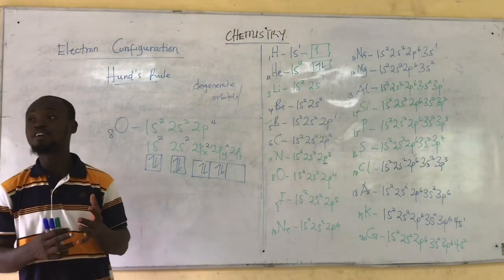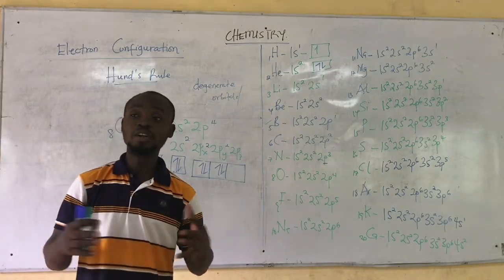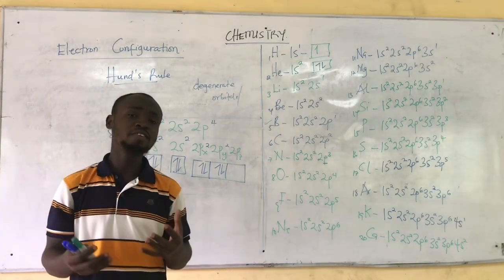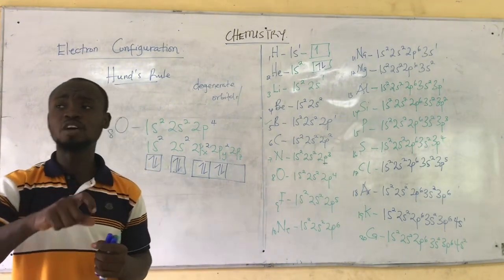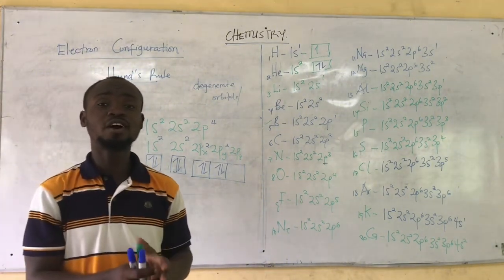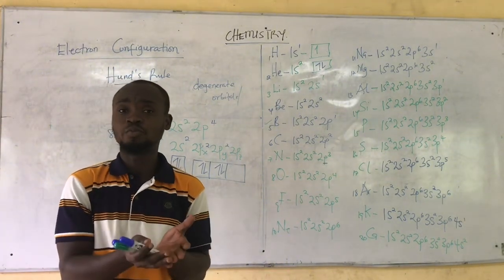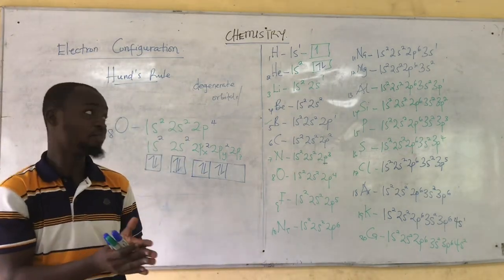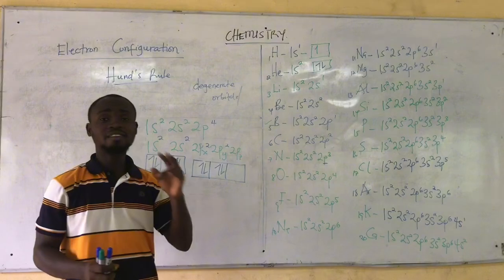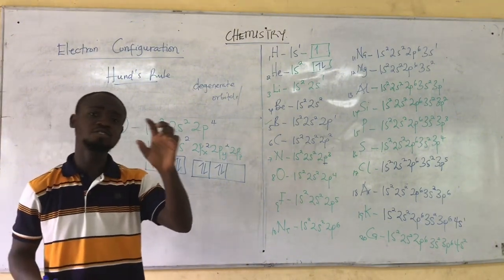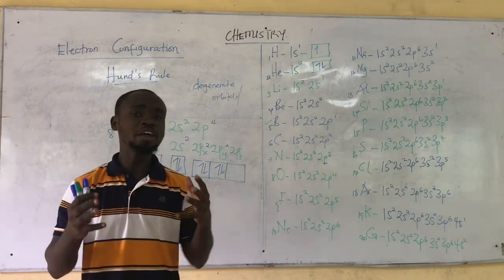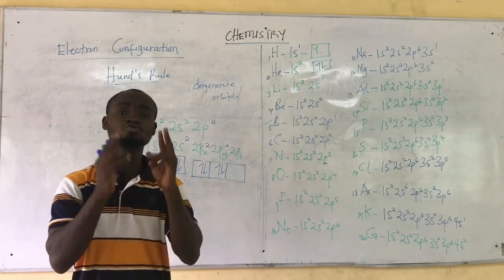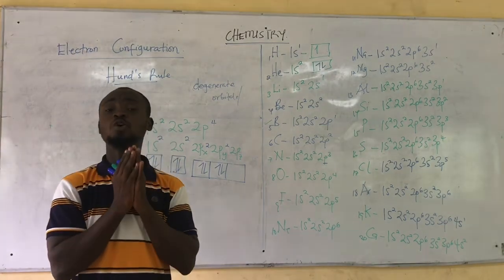So the first one is the Aufbau principle, also known as the building up principle. Aufbau is a German word which means building up. It means anytime we want to arrange electrons in orbitals of an atom, we start with orbitals with the lowest energy level and gradually move on to those with a higher energy level, as we did here. And the second principle is Pauli's exclusion principle. It says that the maximum number of electrons each orbital should accommodate is 2, and they should have opposite spins.